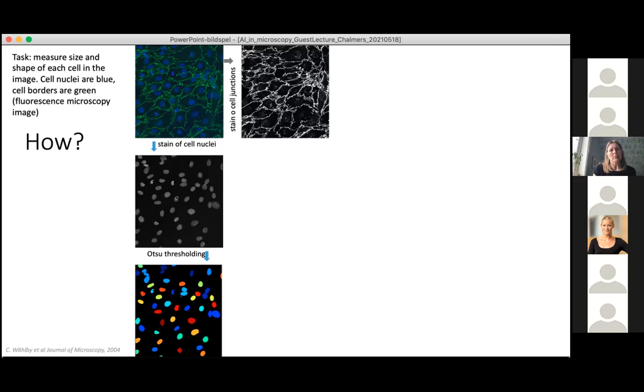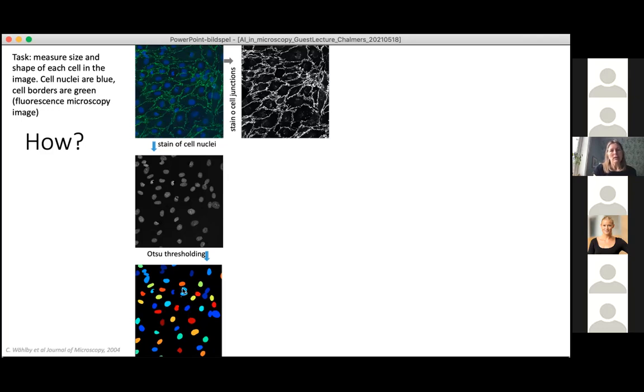And this is fluorescence microscopy, meaning that we image each of the fluorescent channels in a separate image. So the blue is the nuclei, so we can separate that image, or we can have that show that image separately, showing only the cell nuclei, and also the cell junctions as a separate image. So the obvious first thing we would want to do is to find the cell nuclei. And since they're brighter than the background, we can do a simple thresholding.